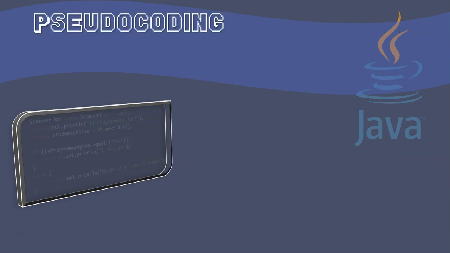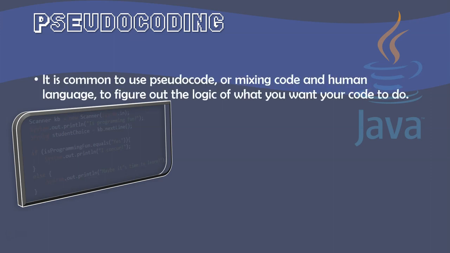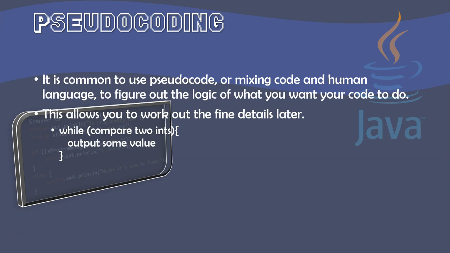So, what is pseudocode and how can we actually use this? Well, it's very common to use pseudocode, or mixing of the code and human language, to figure out the logic of what we want our code to do. This allows us to work out the fine details later. So for example, if I had a while loop and I want to, let's say, compare two integers, and then I'm going to have it output some value.